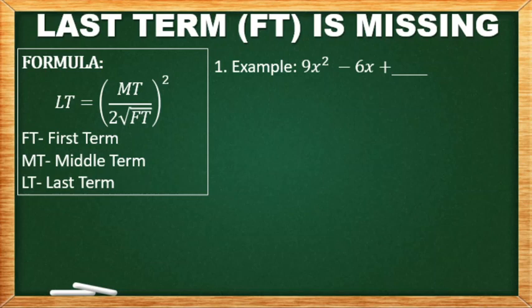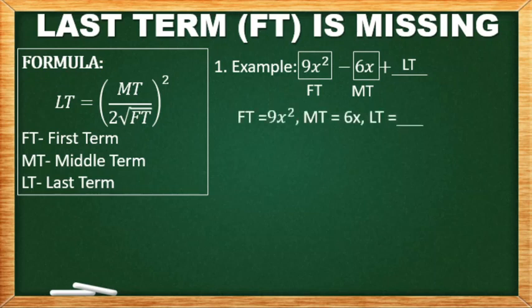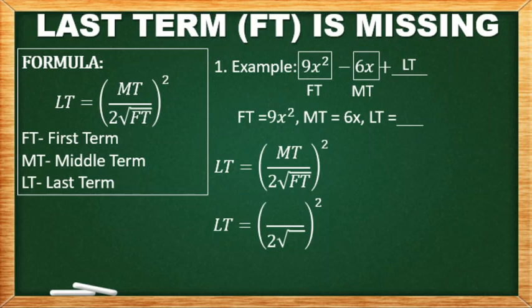Example number 1. 9x squared minus 6x plus blank. 9x squared is our first term, 6x is our middle term, and the last term is missing. Write the formula with the given. Our formula again is Lt equals the square root of Mt over 2 times the square root of Ft. Let's blank out the Mt and Ft first. What is our Mt? 6x. What is our Ft? 9x squared.